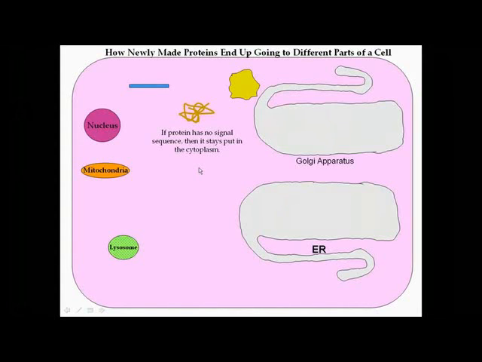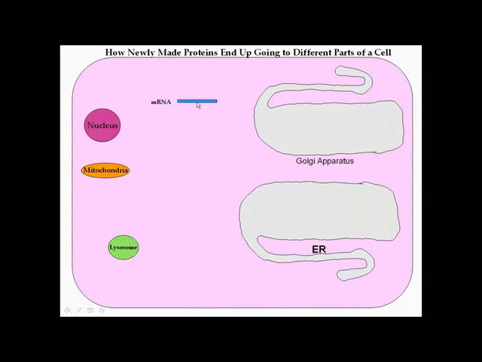All right, so there are other places that other proteins could end up going. Right? So what we'll do is show you how they end up going there. Say that this is now a different messenger RNA, and when it's translated, it does have a signal sequence on there. A signal sequence is just a particular sequence of amino acids that's found on the protein. And what that signal sequence does is it lets the cell know where to deliver this particular protein.